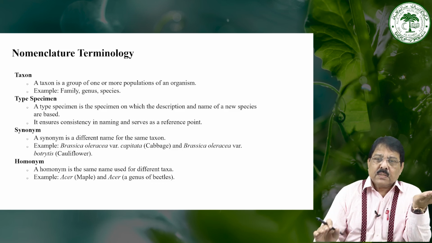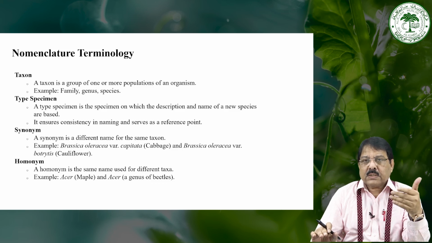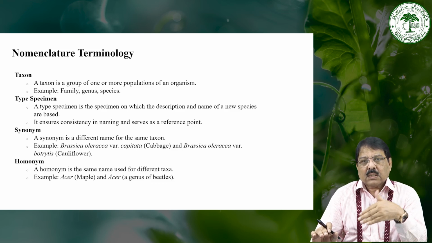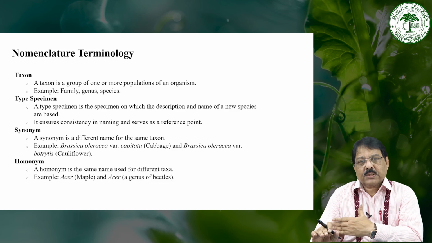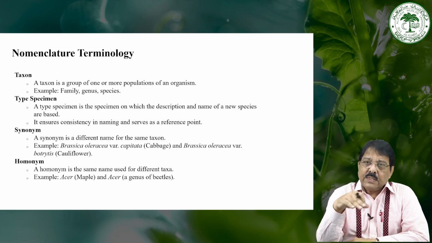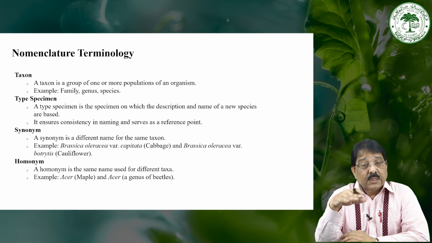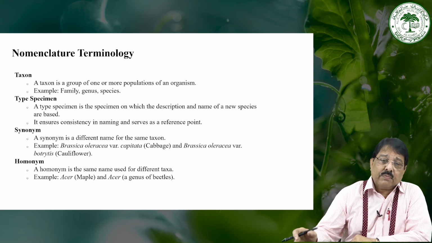Any category means, when we are giving the classification, that is the plant kingdom, then the division, then the class, then the order, then the suborder, then the family, then subfamily, then genus, subgenus, species, subspecies, then variety. So these are the categories. Any one category can be denoted with the taxon. The term taxon can be used for any one category, but we cannot say that in the classificatory system the taxon is a category.